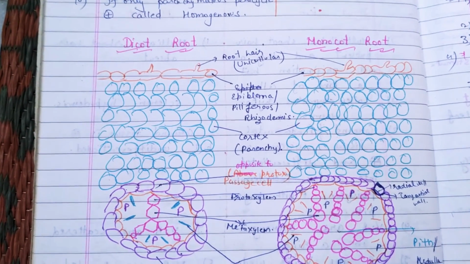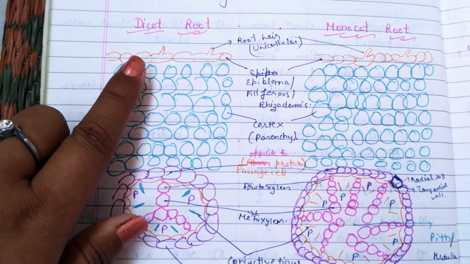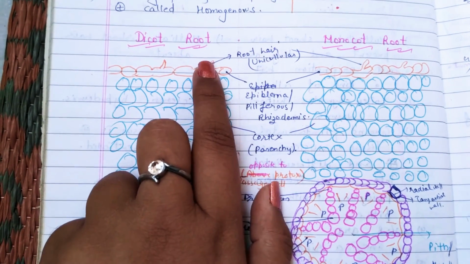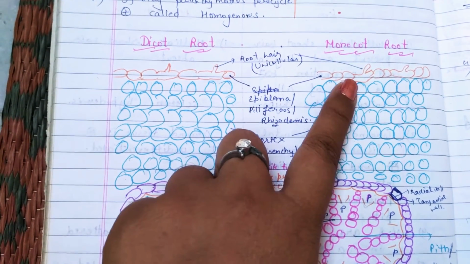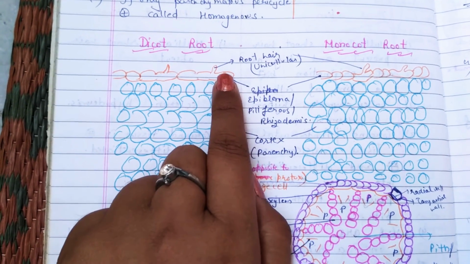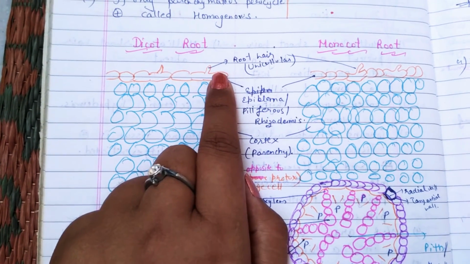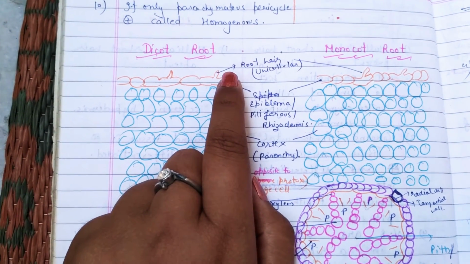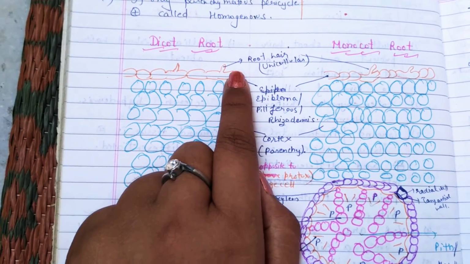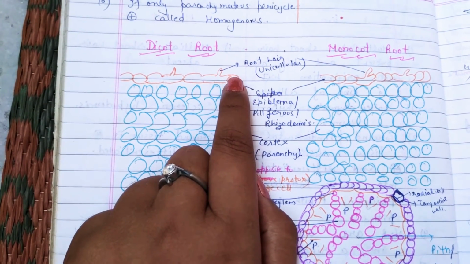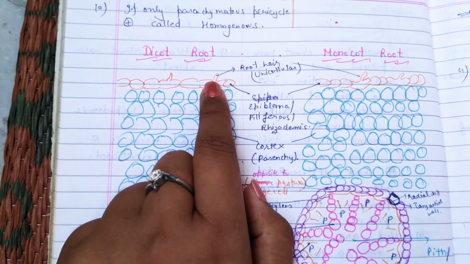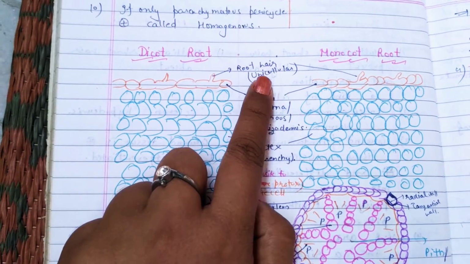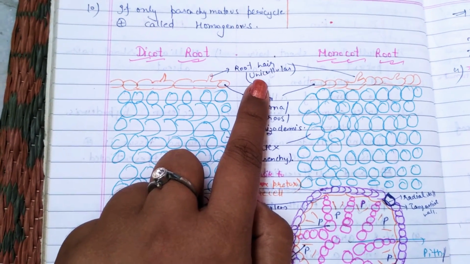Starting with the diagram, you can see that in both types of root, root hair is present on the outer layer. These root hairs are unicellular in nature, uninucleated, ephemeral, and exogenous in origin. That is, they are not a particular cell; they are extensions of the outer layer, and they have a very short lifetime.